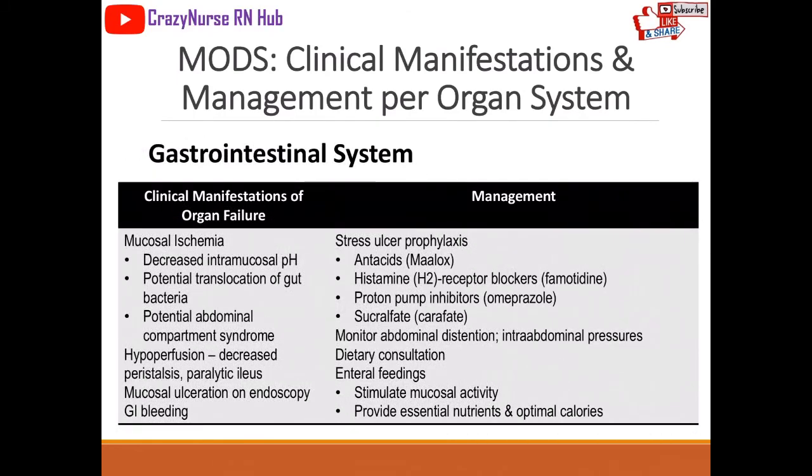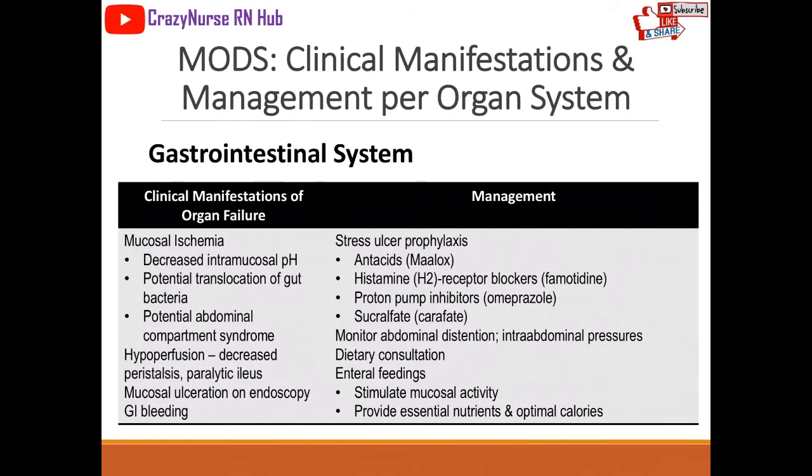Also, we have your gastrointestinal system. So we have mucosal ischemia. There is decreased intramucosal pH, potential translocation of gut bacteria, and there is potential abdominal compartment syndrome. Also, there is hypoperfusion that results in decreased peristalsis, paralytic ileus, mucosal ulceration in endoscopy, and gastrointestinal bleeding.